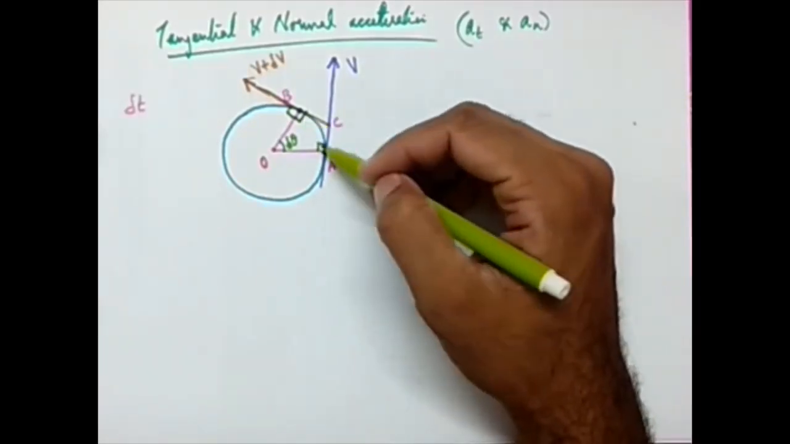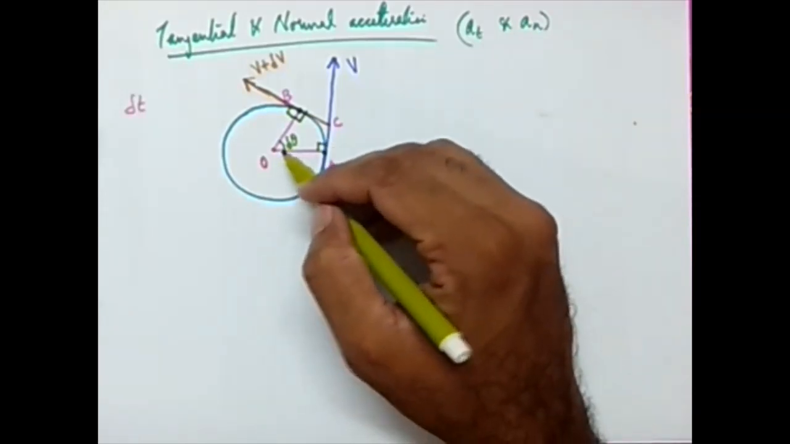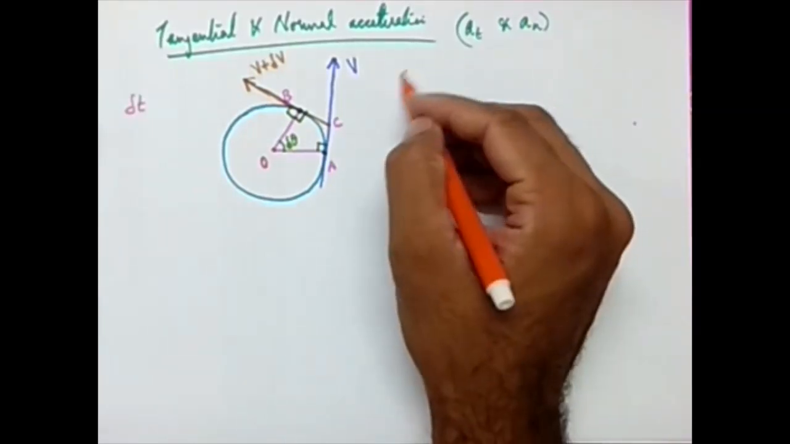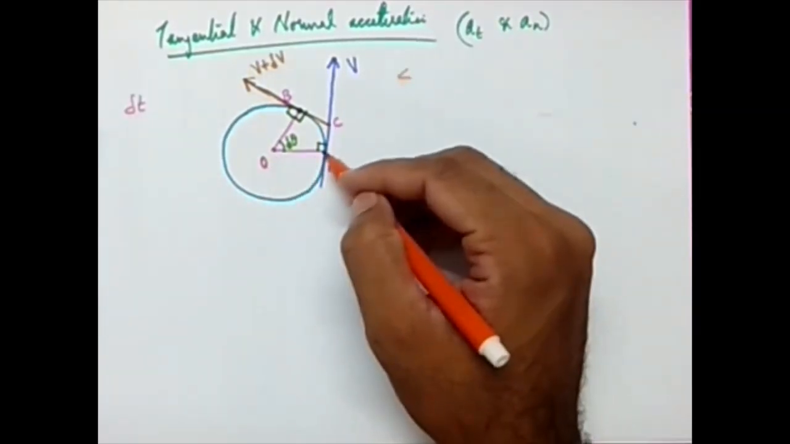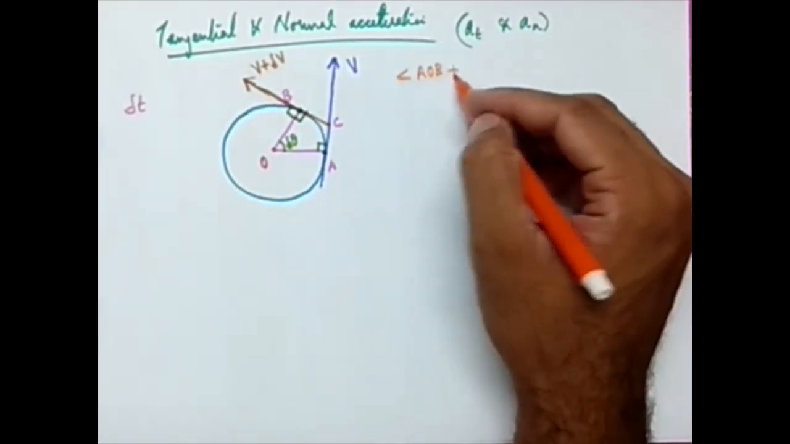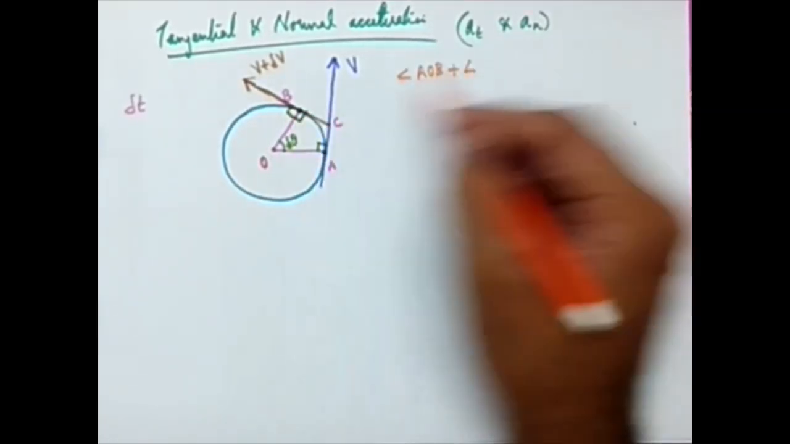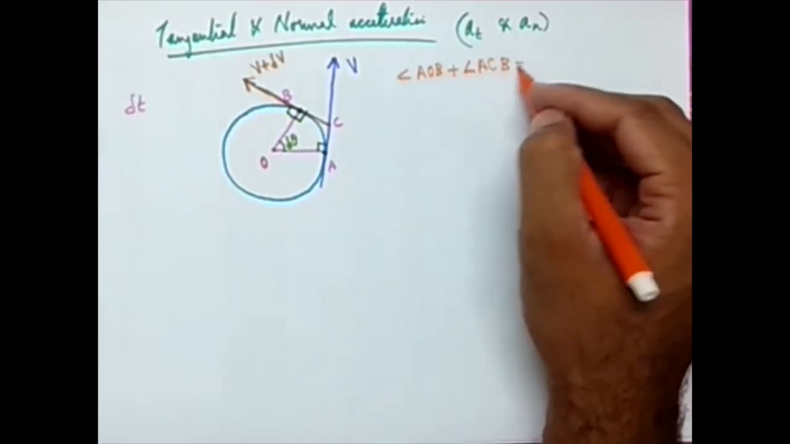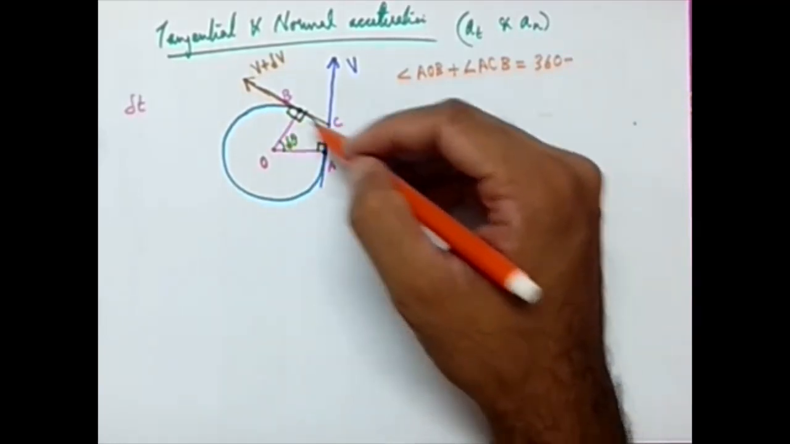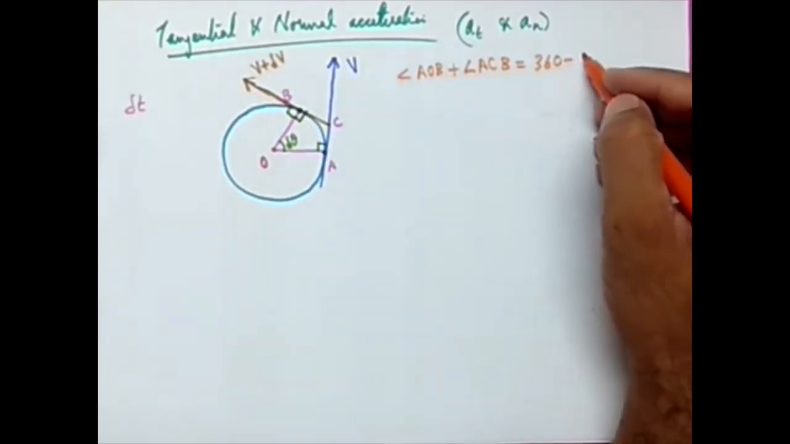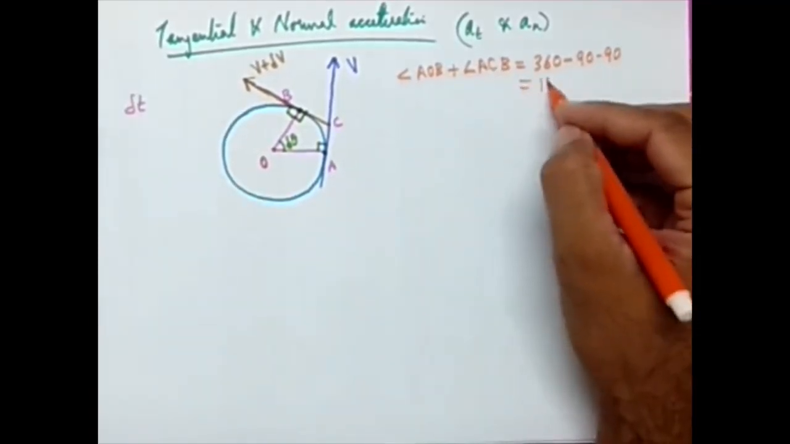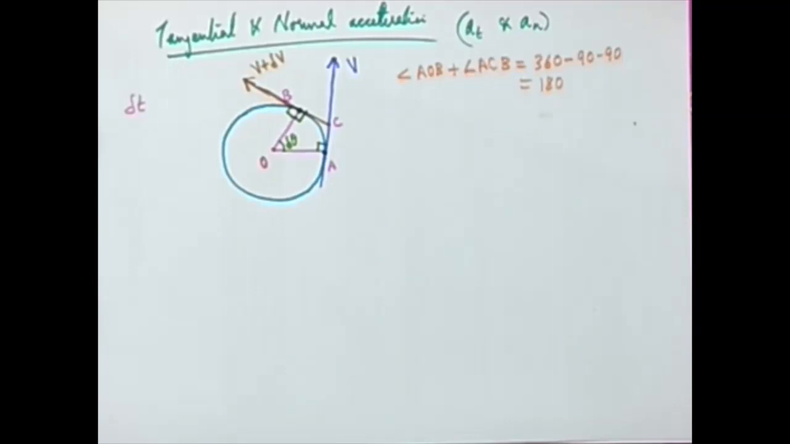So this angle is 180, this angle is 180. So from this I can write the sum of angle AOB plus angle ACB has to be 360, because the total will be 360. This is 90, this is 90, so minus 90 minus 90. So I'm going to get this value as 180, right?